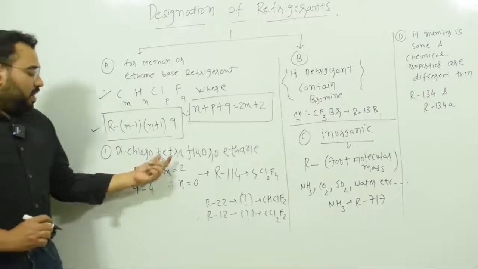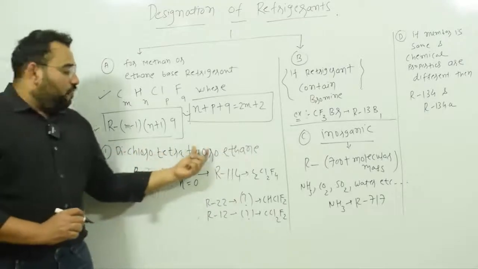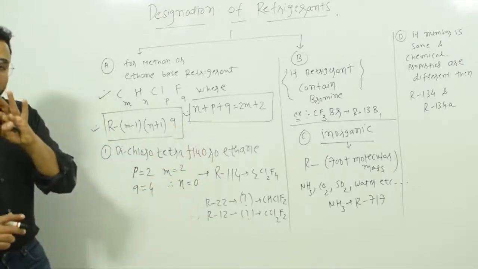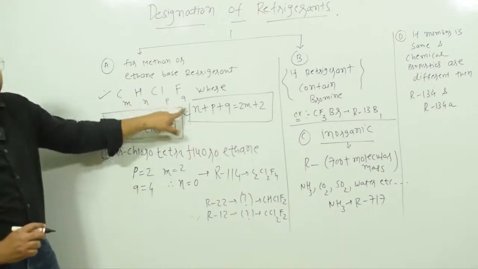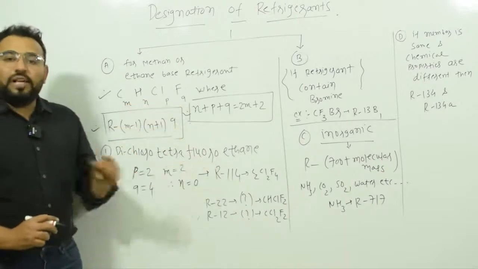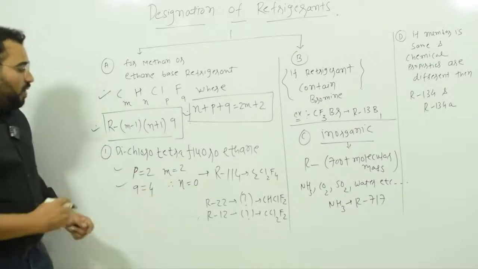Then read the word tetrafluoro. Tetra means 4. Tetrafluoro means 4 fluorines, so the number of fluorine atoms is equal to 4. We know that Q shows the number of fluorine atoms. So here tetrafluoro means Q is equal to 4. So P equal to 2, Q is equal to 4.